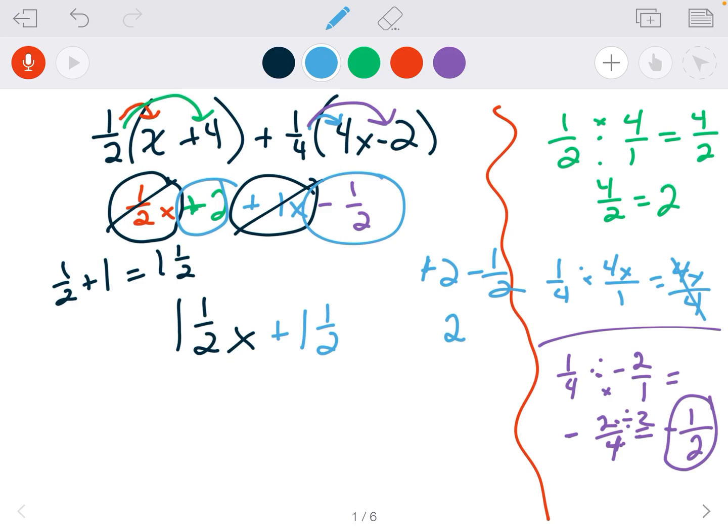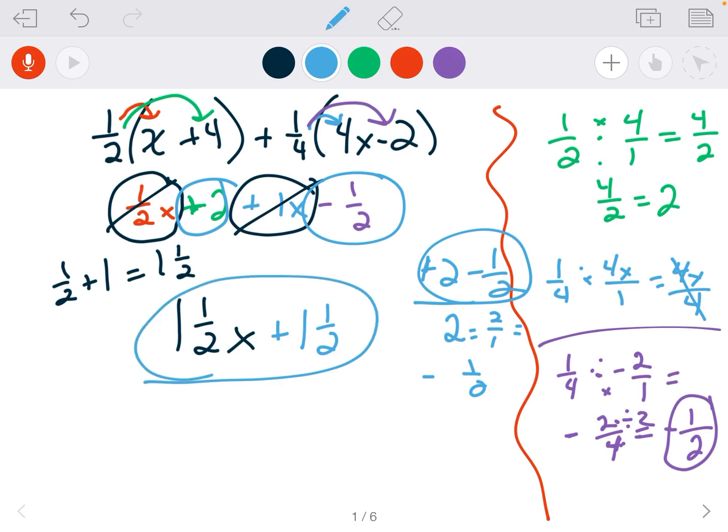Now you could use your calculator, decimals on the calculator. You could make 2 minus your 1/2 and make it a fraction, 2 over 1, and then you have to find a common denominator. But I already know if I take a half away from something, it's going to leave me with a half. So this is your final answer there.